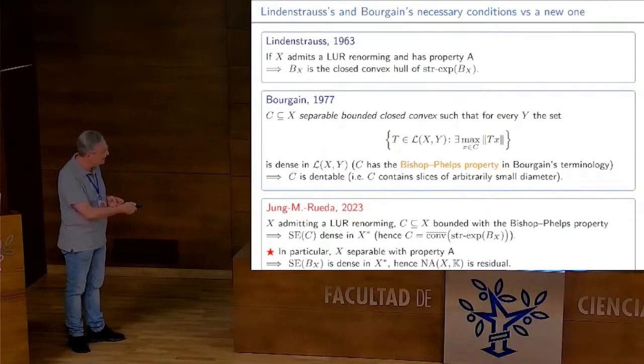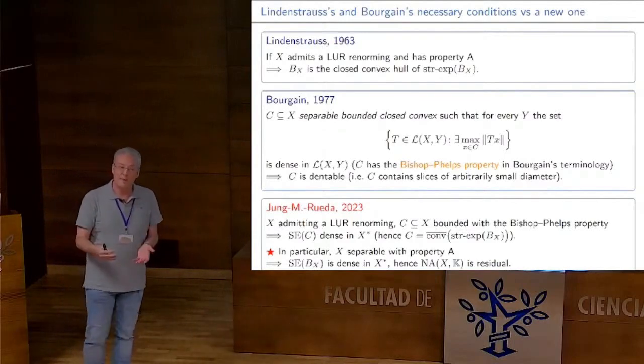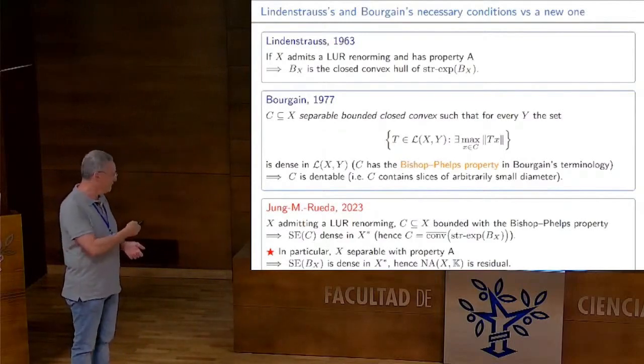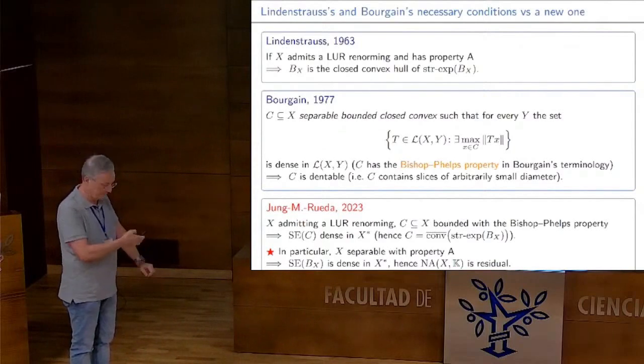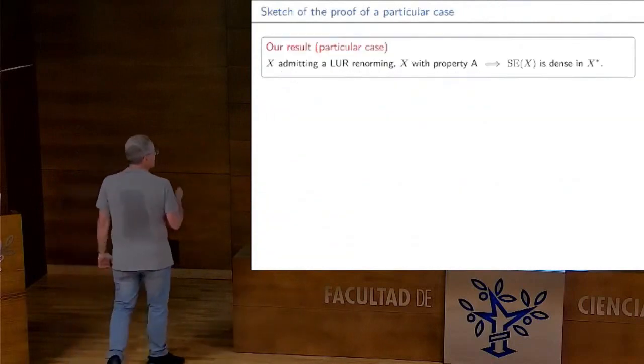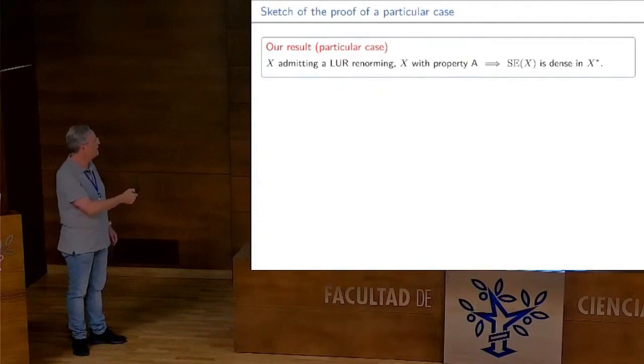There is an erratum here, it's not B_X, C. Okay? In particular, if X is, say, separable and has property A, then the set of strongly exposing functionals on the unit ball is dense in the dual. So in particular, the set of non-attaining functionals is residual. Okay, so let's prove this, just this particular case. It is not complicated at all.